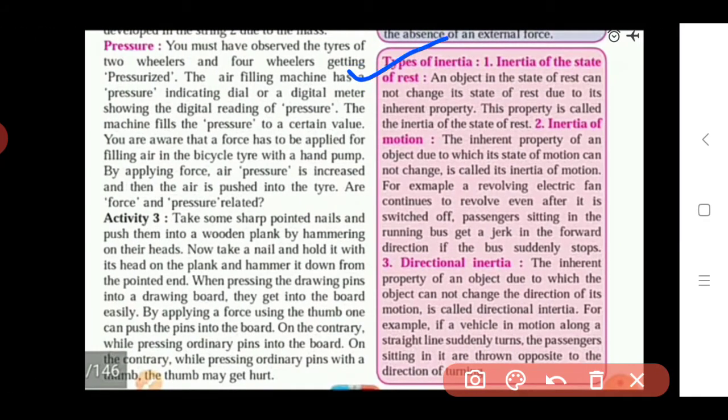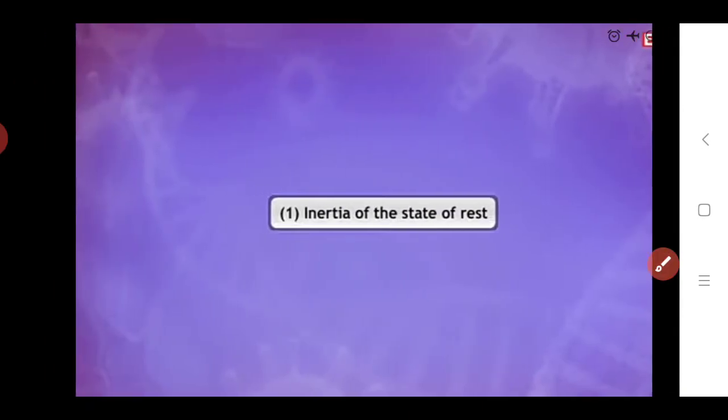Okay, so there are three types of inertia, that is inertia of the state of rest, meaning when the object is at rest, then such inertia we call inertia of the state of rest. Then we see the second type, inertia of motion, and the third type, directional inertia. So here we see one by one. We see the first type, that is the inertia of the state of rest. So what is the inertia of the state of rest?